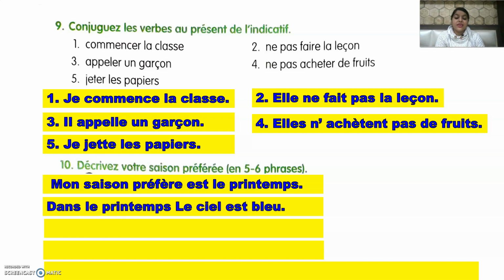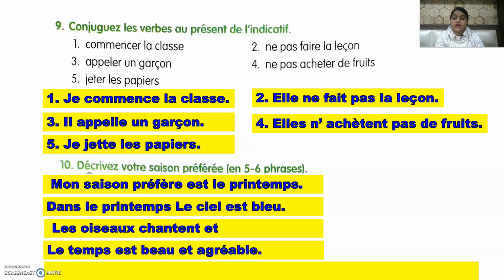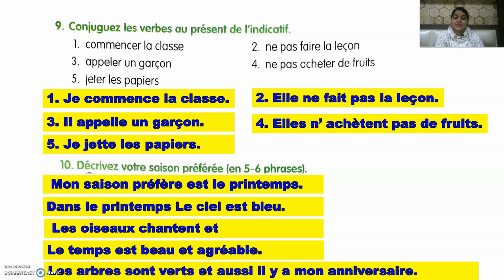Dans le printemps, le ciel est bleu. That means in spring, the sky is blue. Les oiseaux chantent et le temps est beau et agréable. That means the birds sing and the weather is beautiful and you can say very nice. Then last I say, les arbres sont verts et aussi il y a mon anniversaire. So I have written les arbres sont verts, that means the trees are green, and also it's my birthday in that season, so that's why I love spring season. So you can write down your favorite season also and you can write down your lines as well.